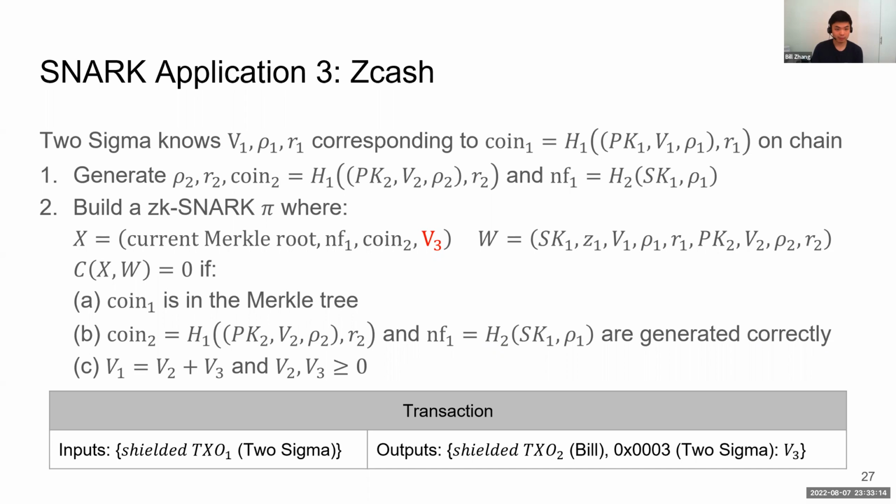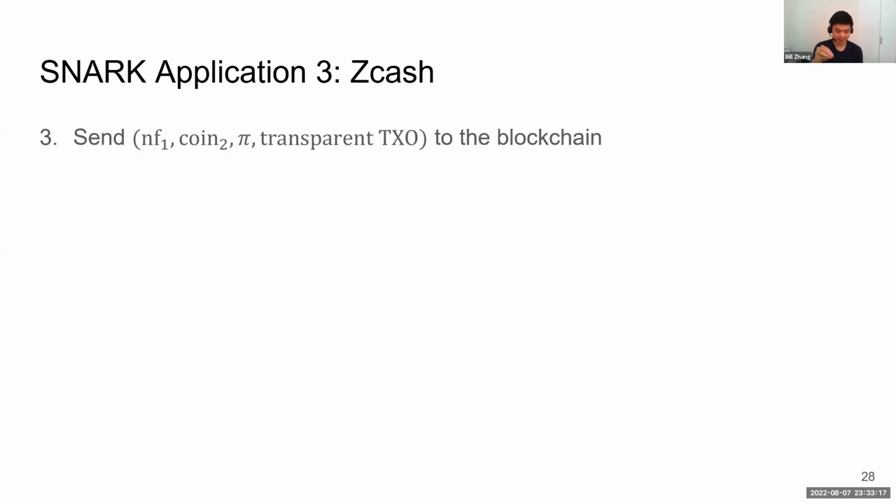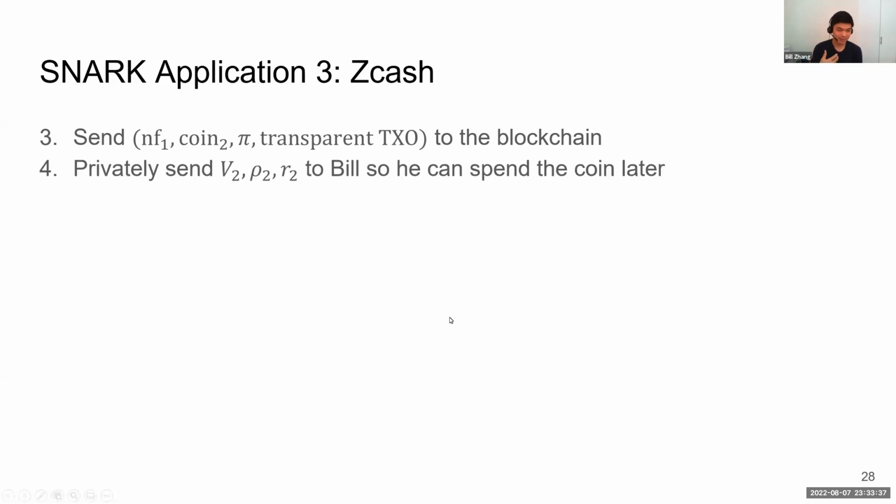Okay, so now step 3 is 2 sigma is going to send the nullifier that is produced. It's going to send the new coin, coin 2. It's going to send that whole big SNARK proof, and it's going to send whatever transparent transaction outputs it wants to the blockchain. Now, 2 sigma also has to do one other thing in the meantime, which is that 2 sigma has to help me spend the coin later. So 2 sigma has to privately send me the value that it is planning to send me. It has to privately send me the 2 sources of randomness that it has generated for this transaction, so that when I want to spend the coin later, I will have these values in mind so that I can create the nullifier and so on and so forth.